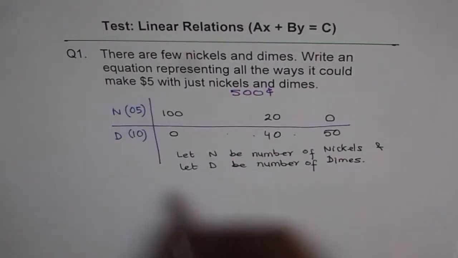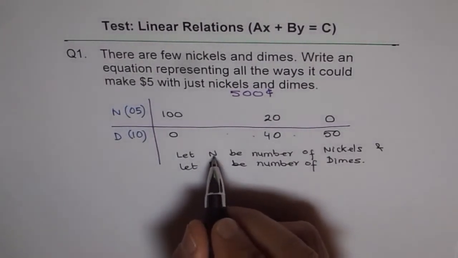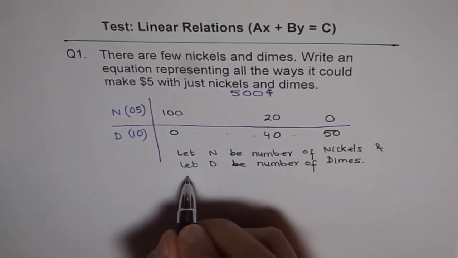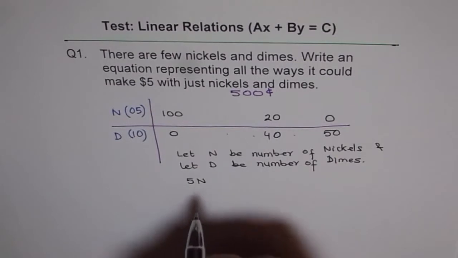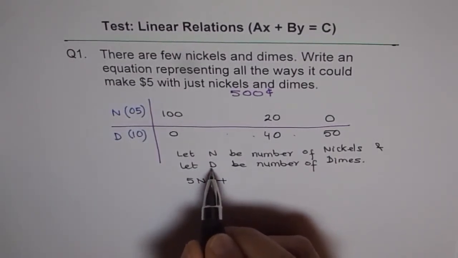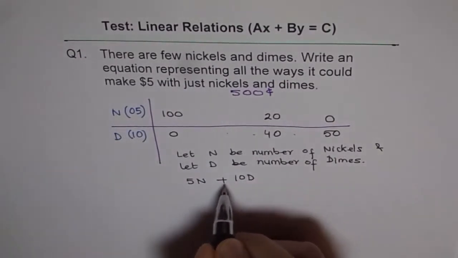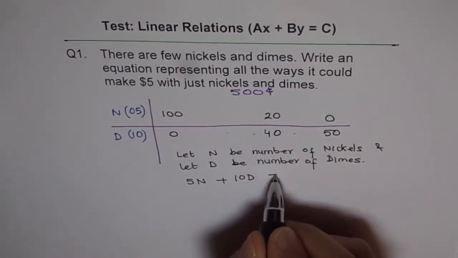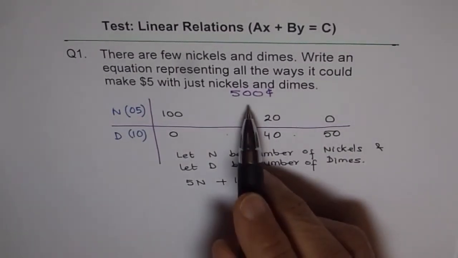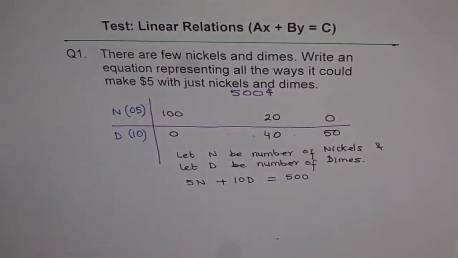Now as you know, nickel is 5 cents, dimes is 10 cents. So if there are n nickels, then how many cents do we really have? We have 5 times n. So these are the number of cents we have, amount, right? Plus if I have d number of dimes and each is at value of 10 cents, then I have 10 times d cents. And if I add these two, total number of cents what I want is $5. That means 500 cents, correct? So that is how I can write my equation.